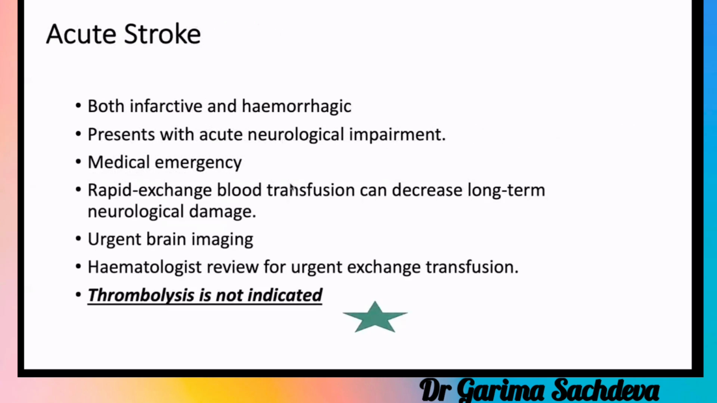Then acute stroke. For acute stroke, both infarctive as well as hemorrhagic can occur. You have to get a neurological opinion. It is a medical emergency, and you give them rapid exchange blood transfusion and arrange for brain imaging. Thrombolysis is not indicated. Again, a repeatedly asked question: how do you manage a case of acute stroke? You give exchange transfusion. You do not give thrombolysis. Okay.